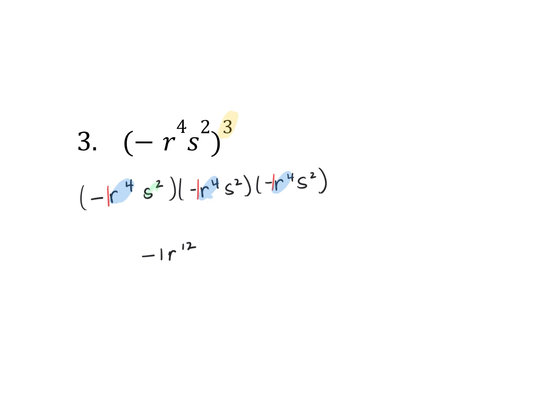And then I have s to the second, s to the second, s to the second. That's 2 plus 2 plus 2. That's going to be s to the 6th. So we simplified that one as much as we can simplify it.